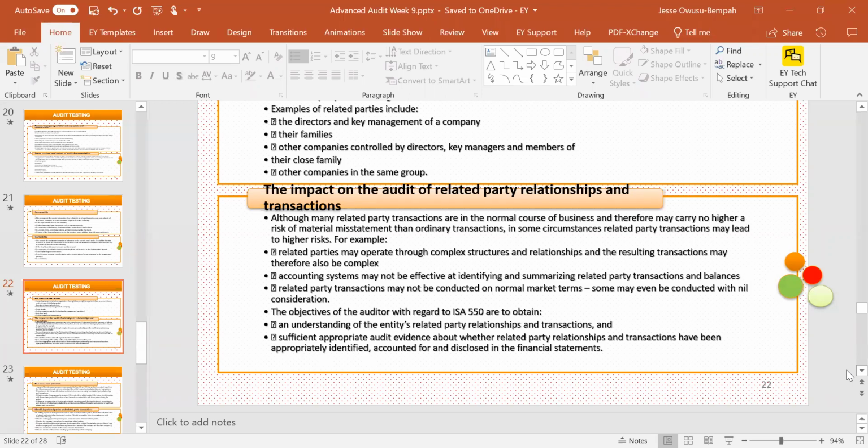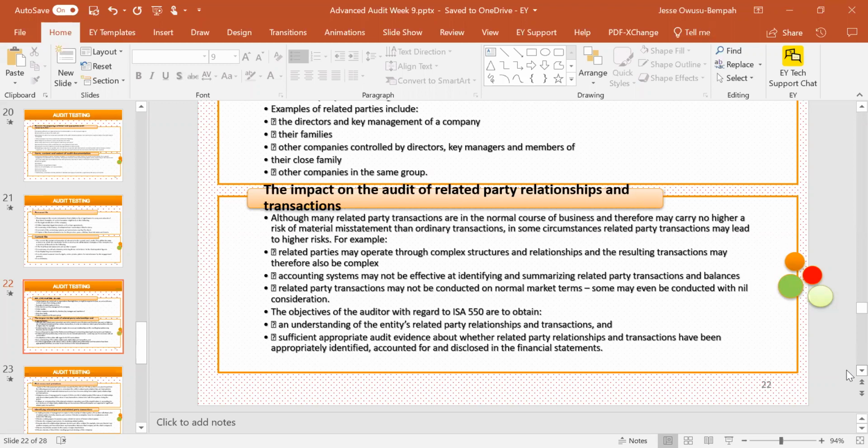Now, here I say that although many related party transactions are in the normal course of business and therefore may carry no higher risk of material misstatement than ordinary transactions, in some circumstances, related party transactions may lead to higher risk. So what are some of the examples?